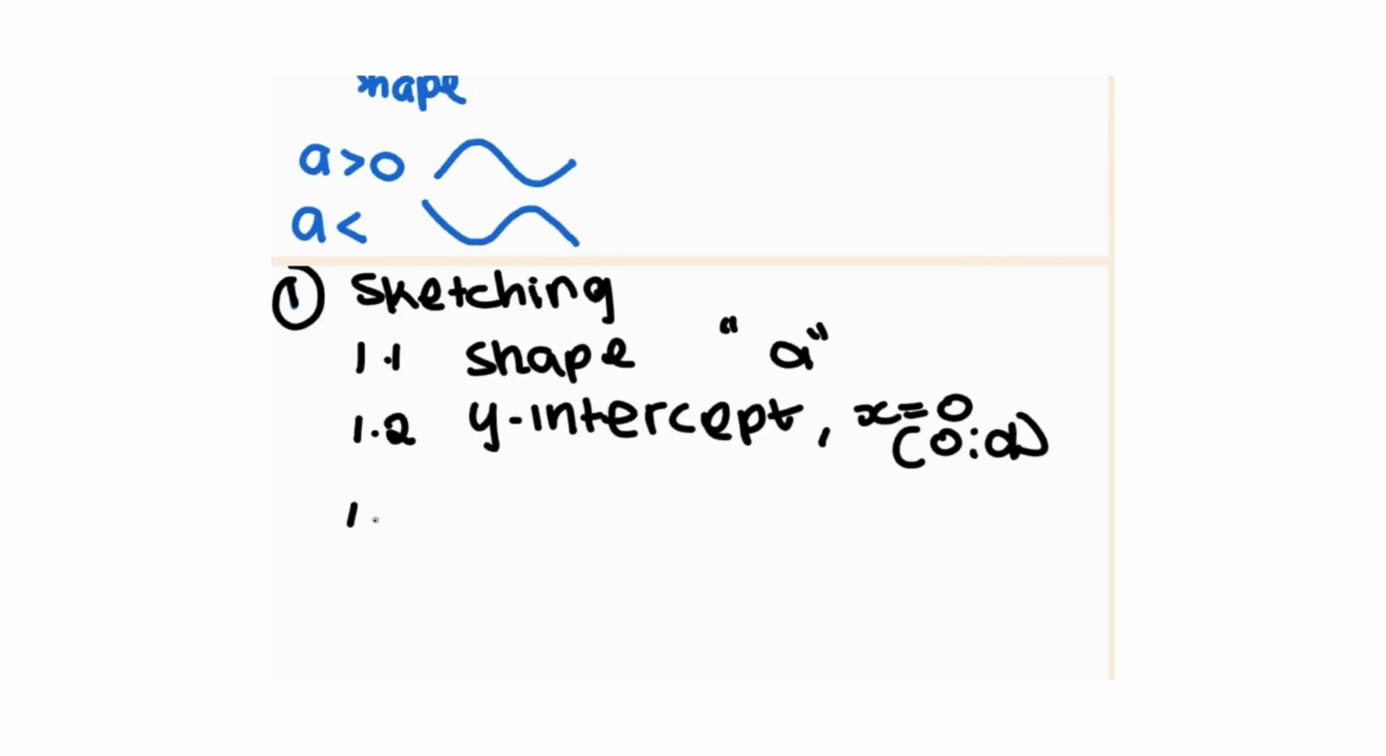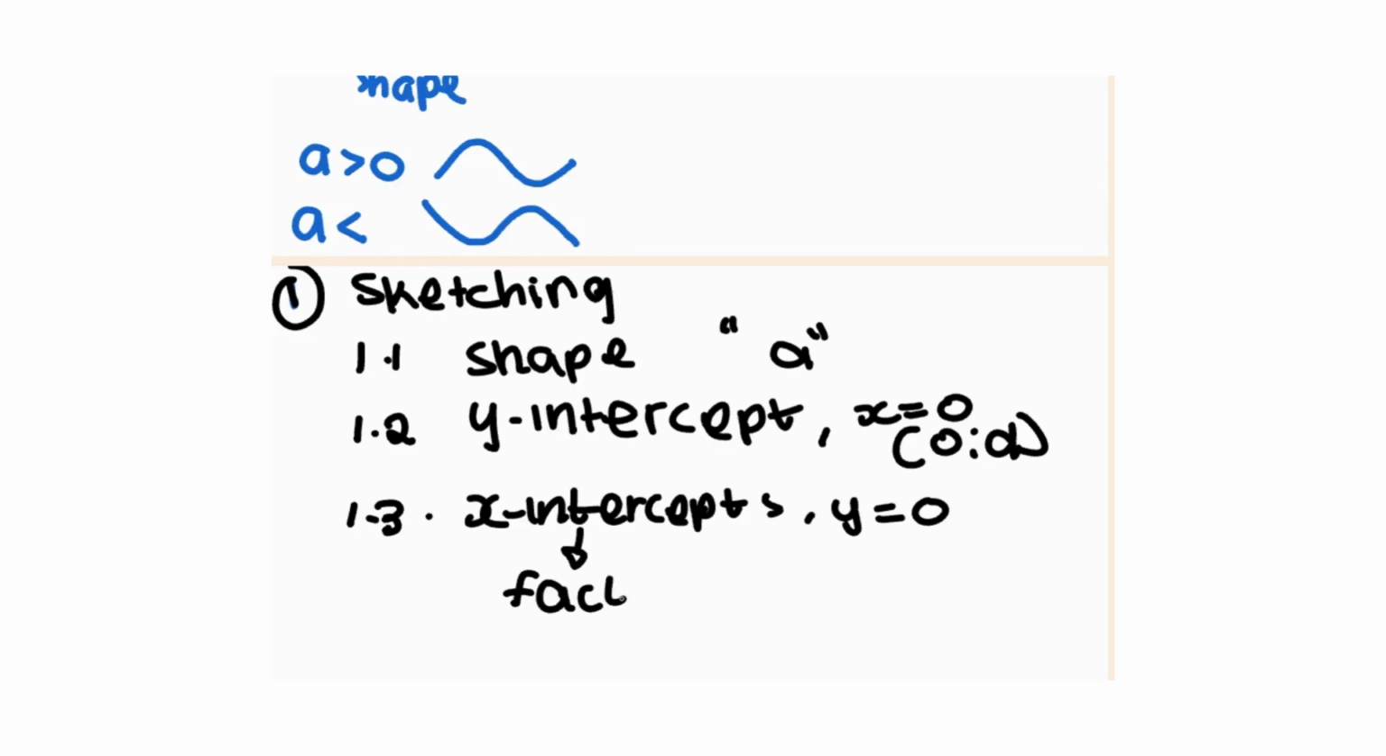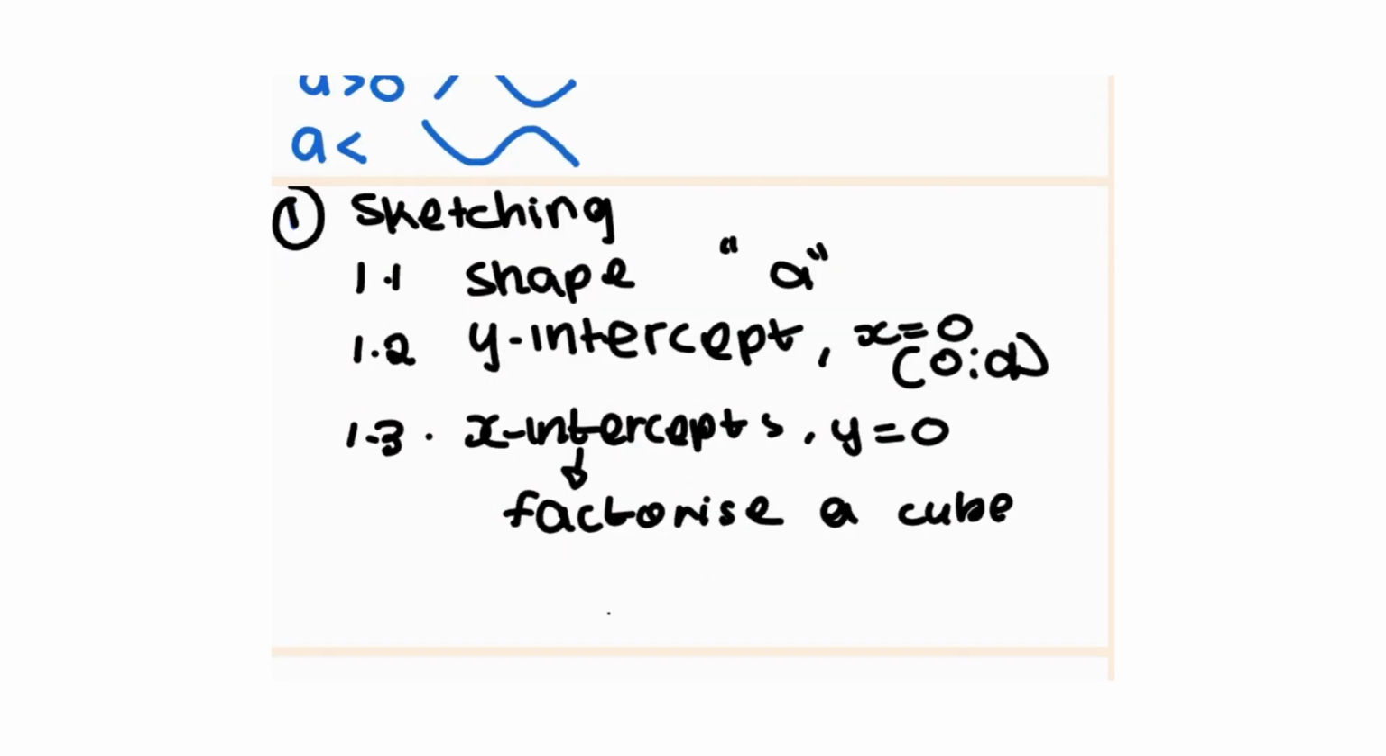And then the third thing is your x-intercept. We know at the x-intercept y is 0. So in order for you to get your x-intercept, you need to factorize a cubic equation, which we are going to cover as we sketch a graph.